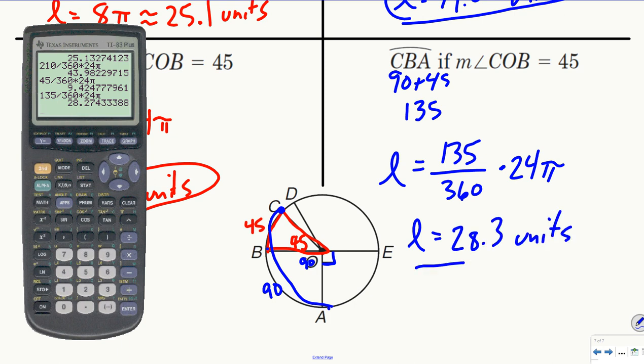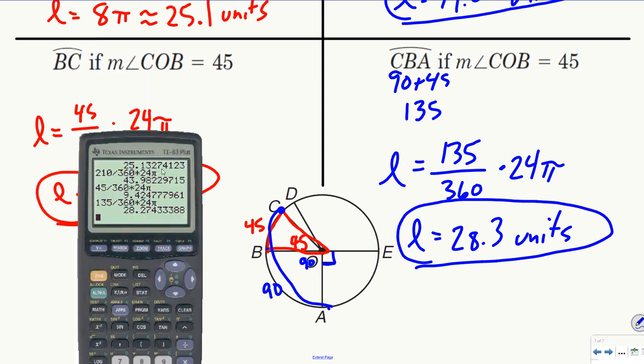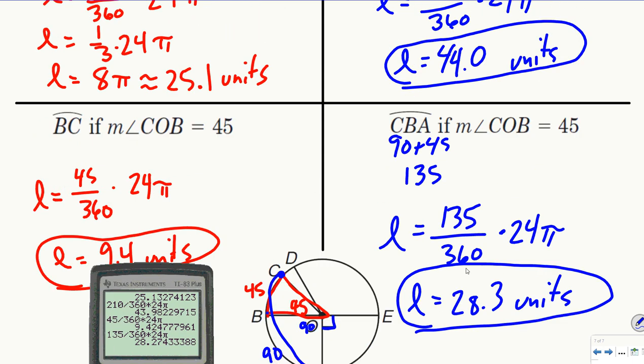So again, the number one mistake in this unit is the difference between arc measure and arc length. Arc measure is the degree measure of the arc, whereas arc length is the actual physical distance unit. So whether it be inches or feet, or in this case just a generic unit, it's the actual length of that part of the circumference.